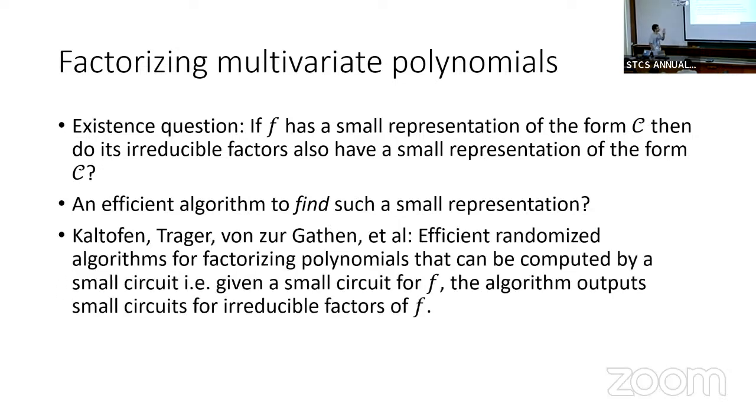And in this, there's been a long line of work. Some of the names here are Kaltofen, Fraser, von zur Gathen. One of the landmark results here was that they gave an efficient randomized algorithm which takes an arithmetic circuit for a multivariate polynomial, and then spits out small circuits for all of its irreducible factors.